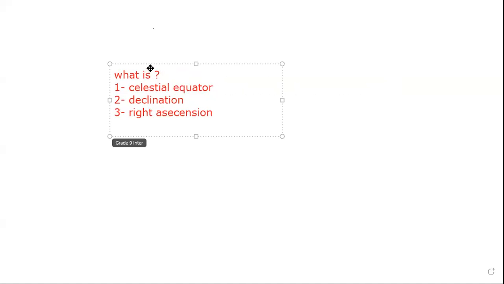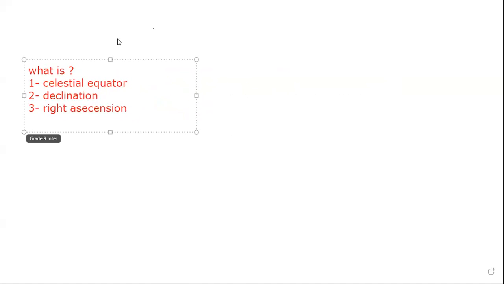Yes, Farah Mahlab. It's an imaginary line made by extending the Earth's equator to the sky, and it divides the night sky into the northern part and the southern part. Good. Brilliant answer. Thank you for the great work.